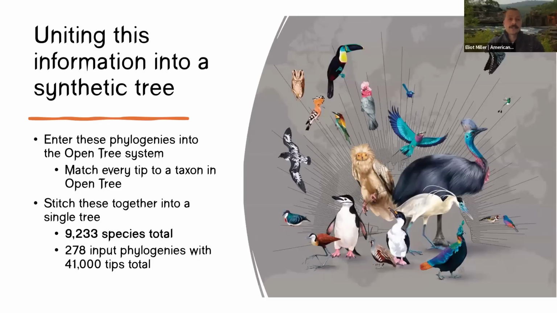In total, at this point, we've entered 278 phylogenies, about 41,000 tips we had to match, and that gives us data for 9,233 species of birds. Remember, we're talking about just birds here. Open Tree of Life actually deals with all life, so their database is much larger than just those 278 trees.